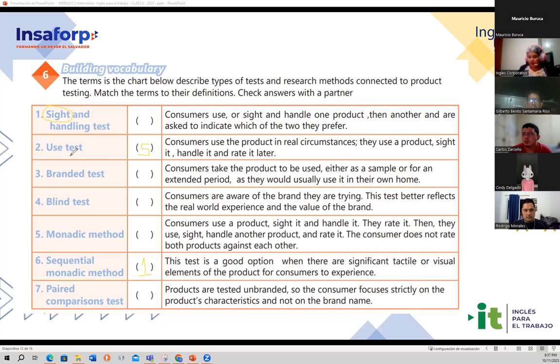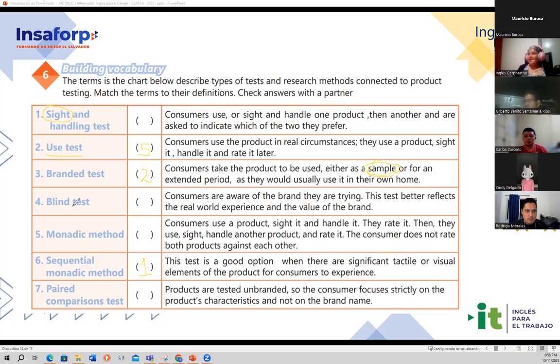Okay, very good. So use test. What do we say about that? It could be a sample, right? In that case, the consumer takes the product to be used either as a sample or for an extended period, as they would usually use it in their own home. They can test it in their own home. So that will be use test.